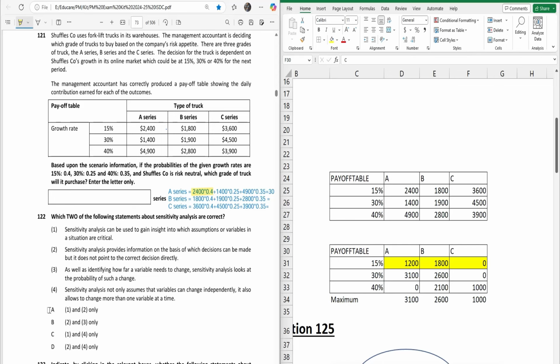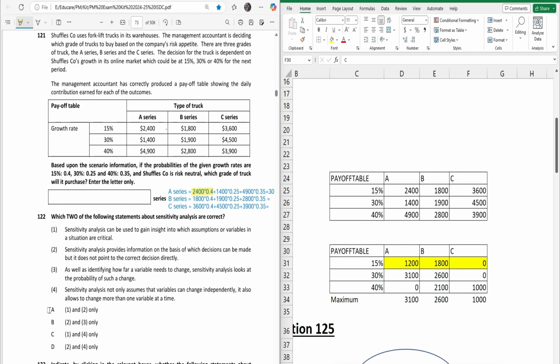Now, the third one says, as well as identifying how far a variable needs to change, sensitivity analysis looks at the probability of such change. No, this is done by expected value, right? Sensitivity analysis simply shows what happens if one variable is changed, but it does not show how likely it is. So it does not use probability. We use probability in the case of expected value, right? So that's why it's incorrect.